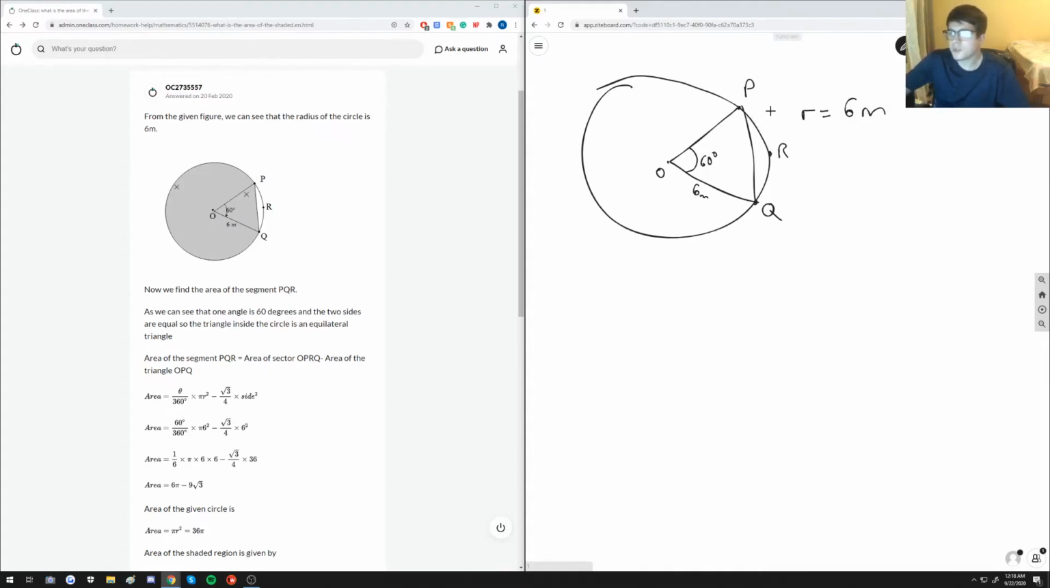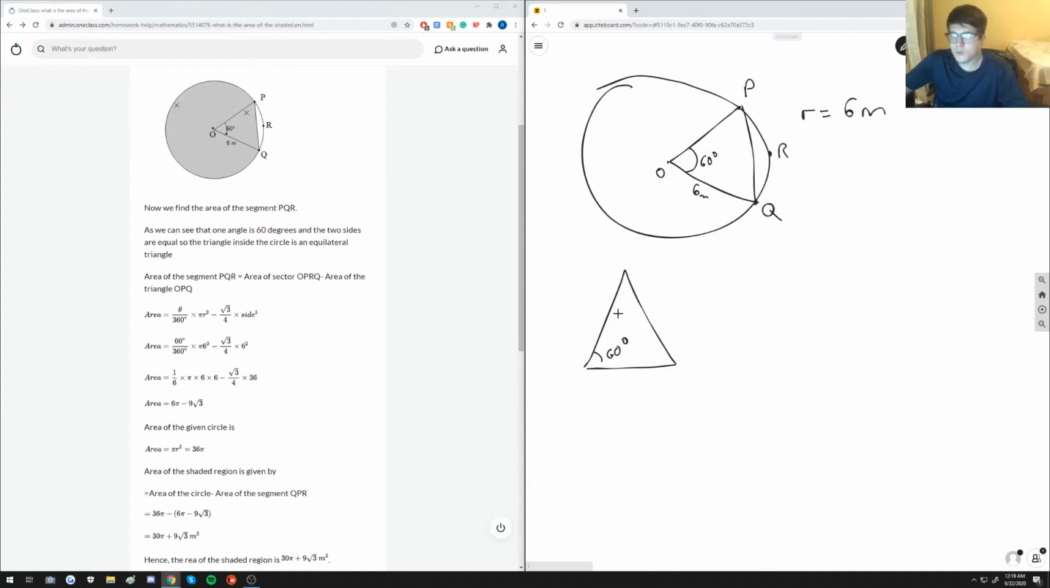Alright. First thing we notice, a correct observation in the solution, is that if we have an angle of 60 degrees in a triangle, and two of the sides are equal, since this is a radius and this is a radius, that means that these two angles must also be equal, right? Let's assume that the value of this angle is x, and the value of this angle is y.